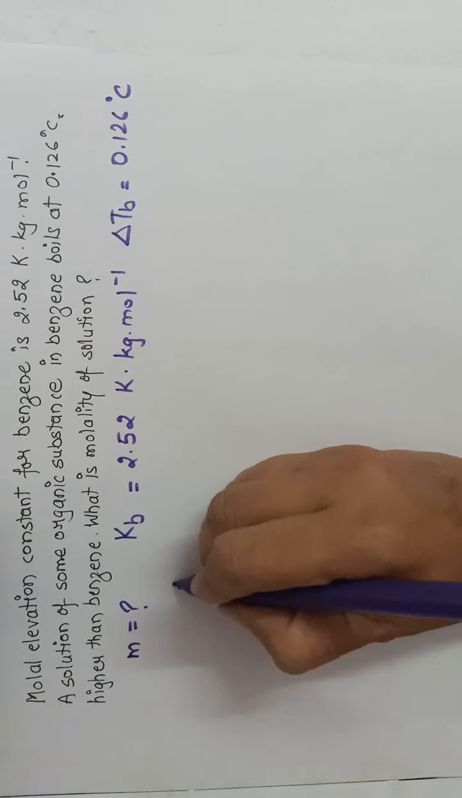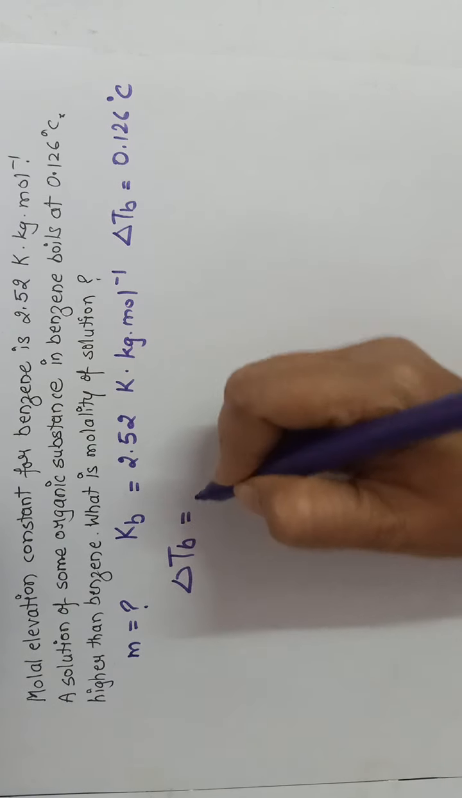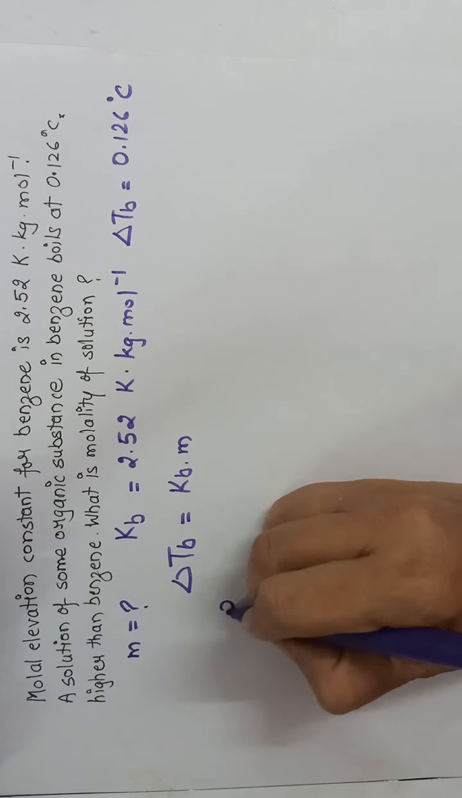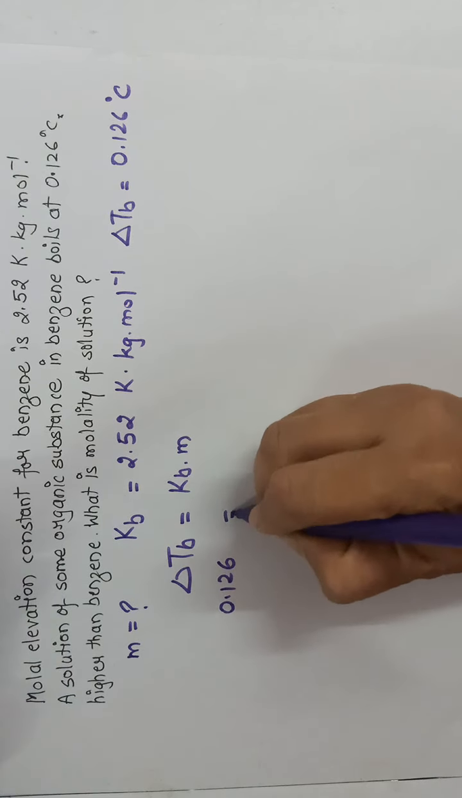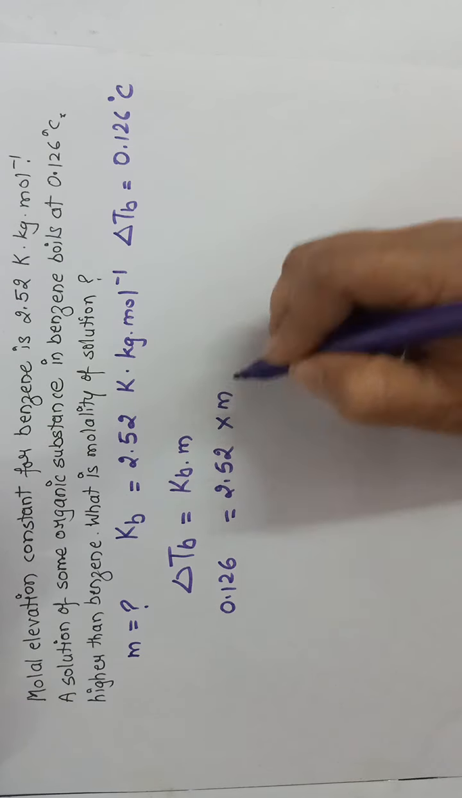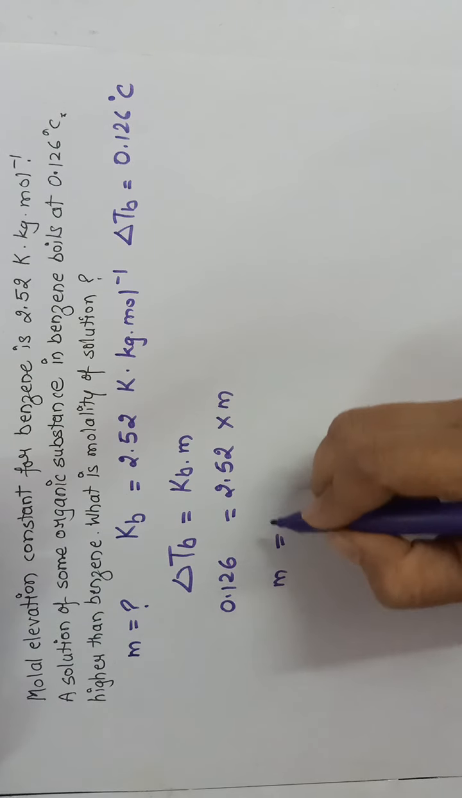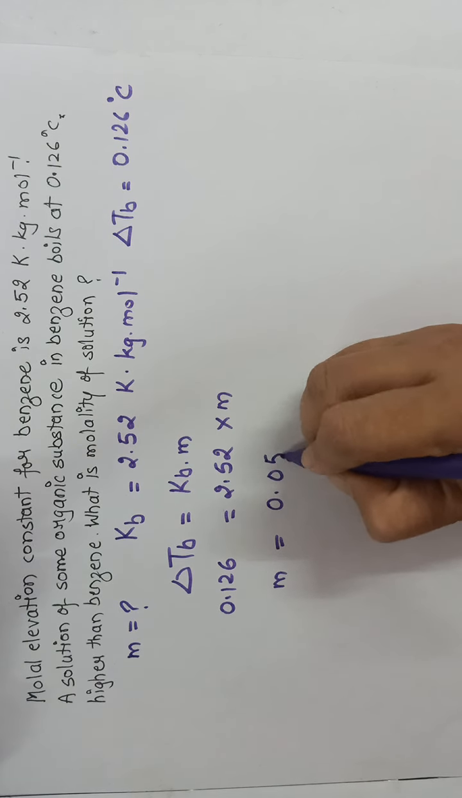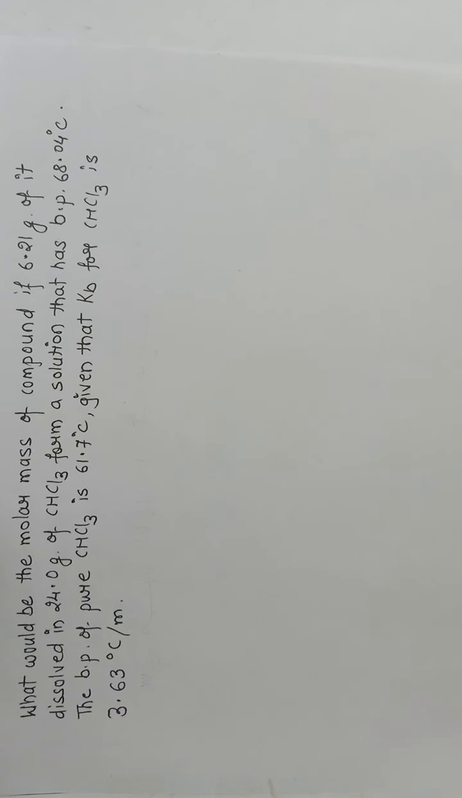So a very simple numerical, straight formula: del Tb equals Kb into m. Del Tb is given 0.126, Kb is given 2.52, and we have to calculate molality. So substituting values and solving, we get the answer molality equals 0.05. So this is the numerical. Now the next one, which is based on elevation in boiling point.